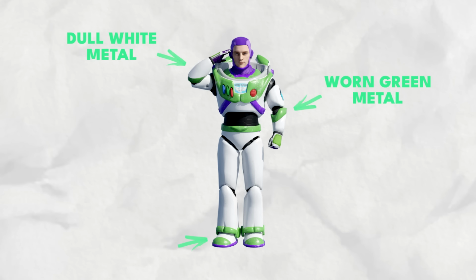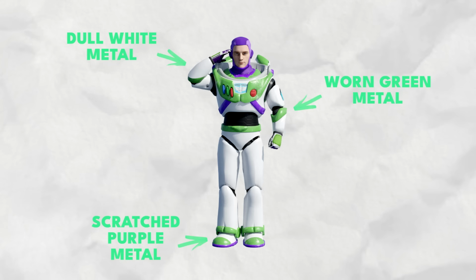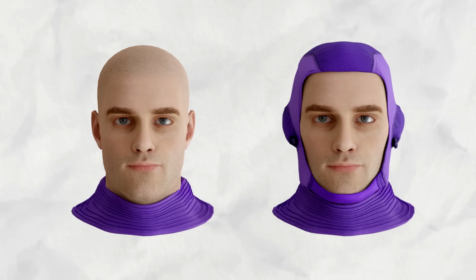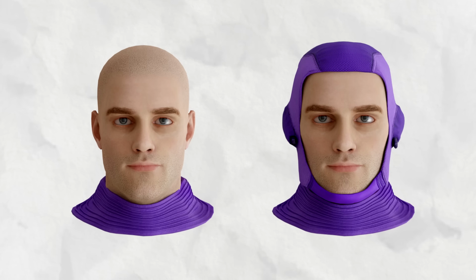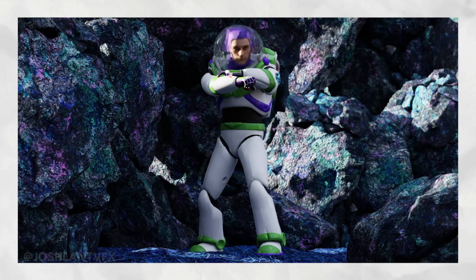Then I added a bunch of metallic and plastic textures to the suit, and it was pretty quickly getting somewhere I was happy with. I added this spacesuit headset piece that I got from Character Creator, which is where I made the base for Buzz, and where I make pretty much all of my characters. And Buzz was ready to go, along with the base for all of the other Space Ranger characters.